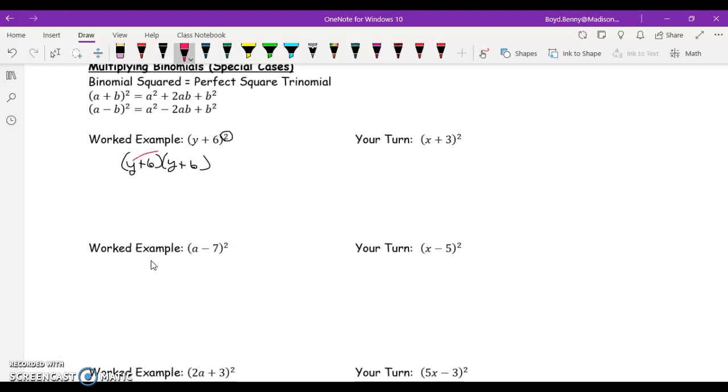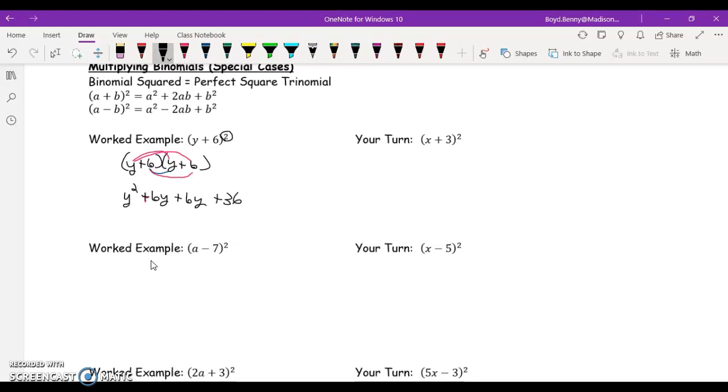So the first thing I'm going to do is multiply y times y, and that's going to give me y squared. And then I'm going to multiply y times 6, and that's going to give me 6y. And then I'm going to multiply 6 times y. Got to multiply that next term. That's also going to give me a 6y. And then I'm going to finish up this thing by multiplying 6 times 6. When I multiply 6 times 6, I get 36.